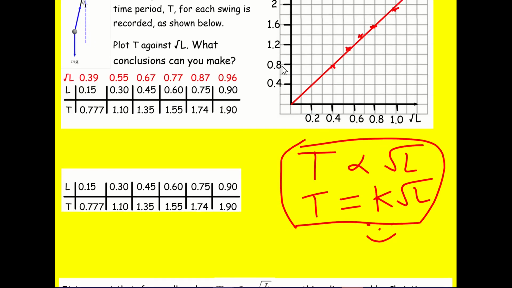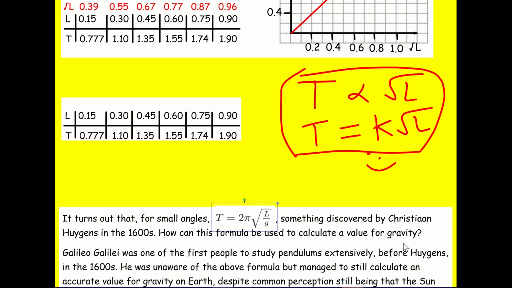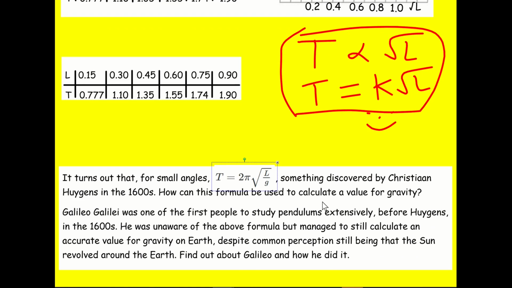It turns out that actually t is equal to 2 pi times the square root of L over g. Pi is the constant 3.1415, etc. g is the gravitational constant on Earth. So it's actually your acceleration as you fall from a height. This was discovered by someone called Huygens in the 1600s. And my question for you is, how could we use this formula to calculate a value for gravity? I want you to pause the video in a minute and think about that.